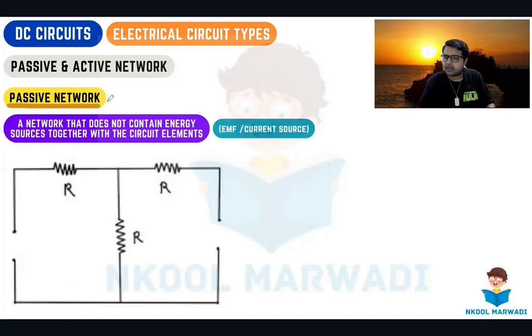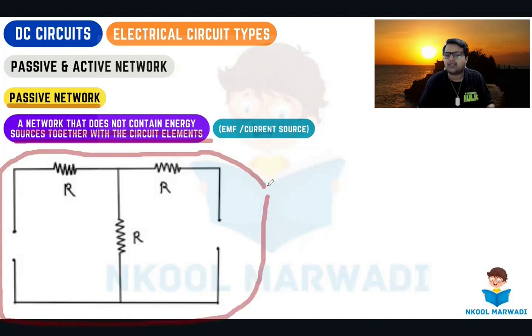Then we have passive networks, a network that does not contain energy sources together with the circuit elements. So if a network does not contain energy sources, then definitely it is a passive network. Here we can see in this circuit, there is no voltage source or current source. It means that this circuit is not supplied with energy, and hence it is a passive network.